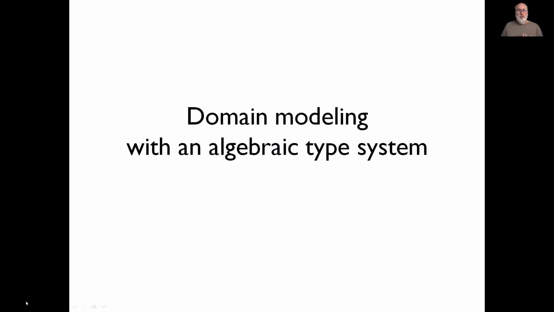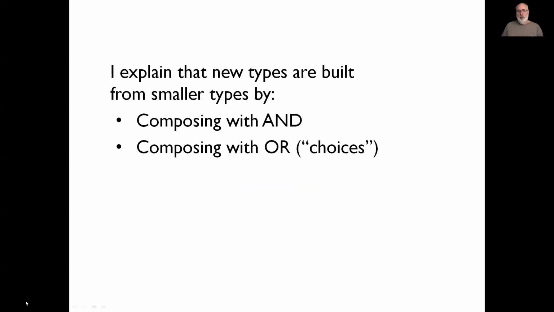Now, the way I explain domain modeling to non-programmers is calling it a composable type system, right? We're using an algebraic type system, but I prefer to call it composable. It sounds a little less scary to non-mathematicians. And I explain that you can build bigger types and smaller types using "and" and using "or". So "and" would be a product type, a record type, and "or" would be a sum type. I like to call them choices.